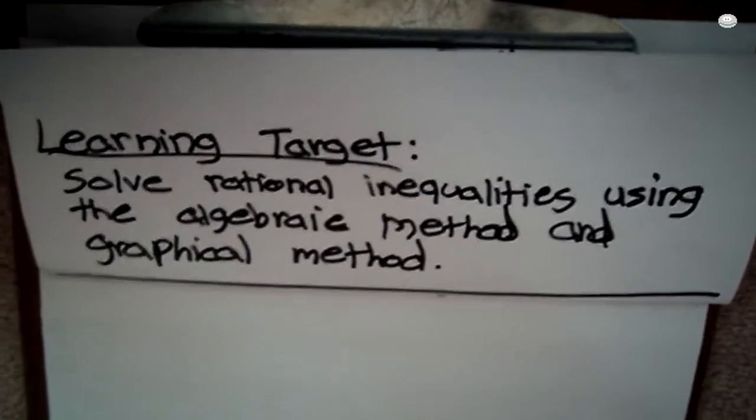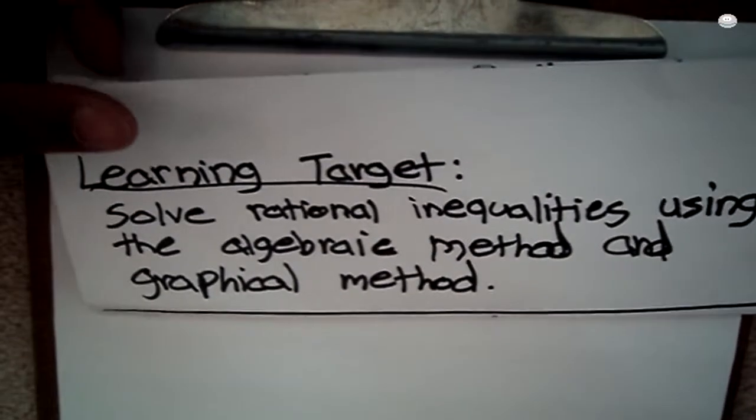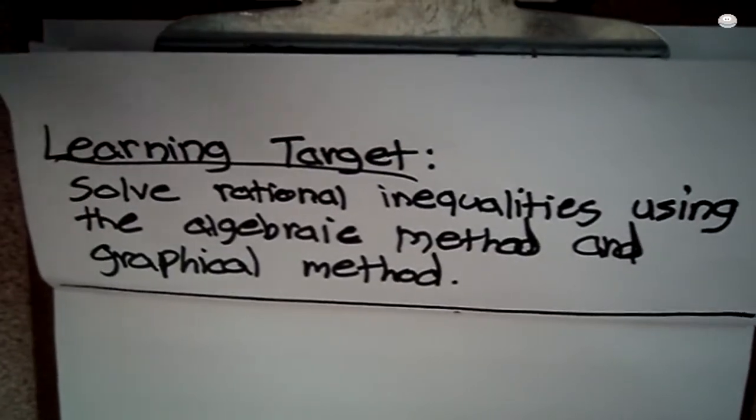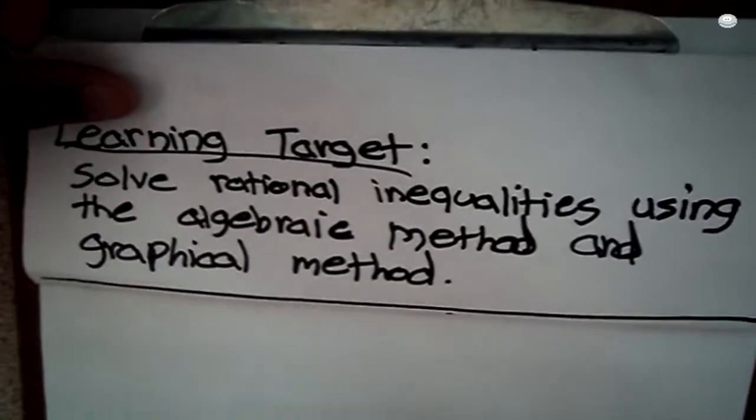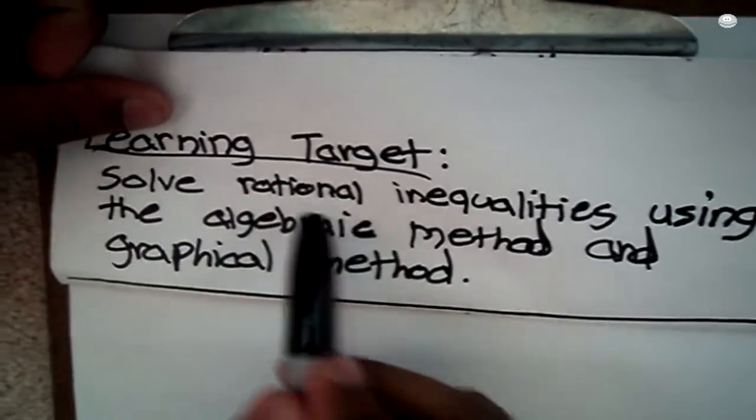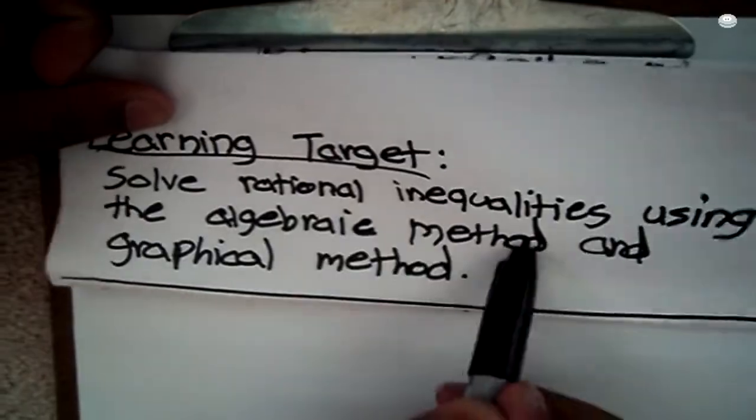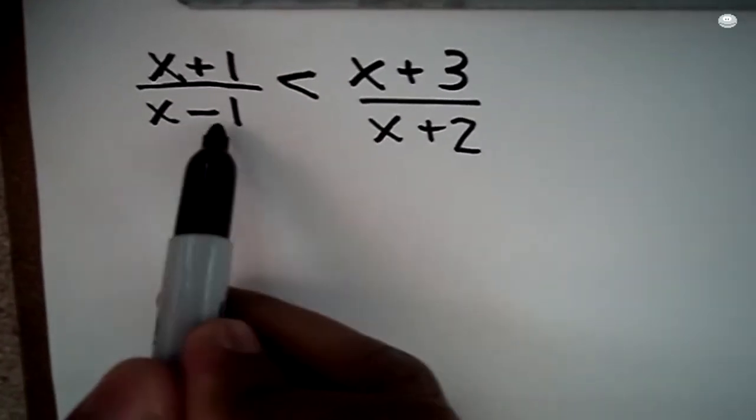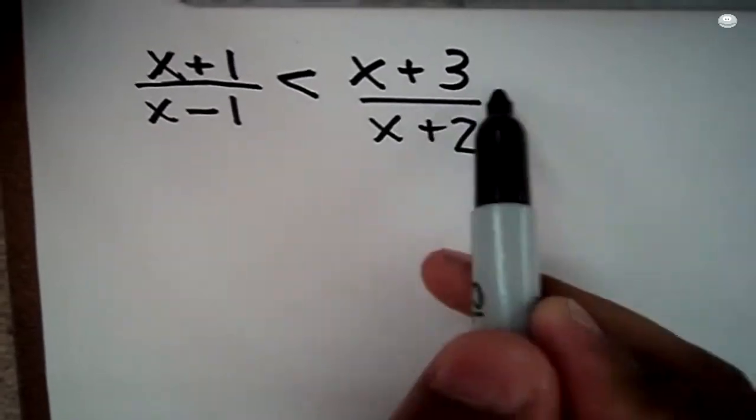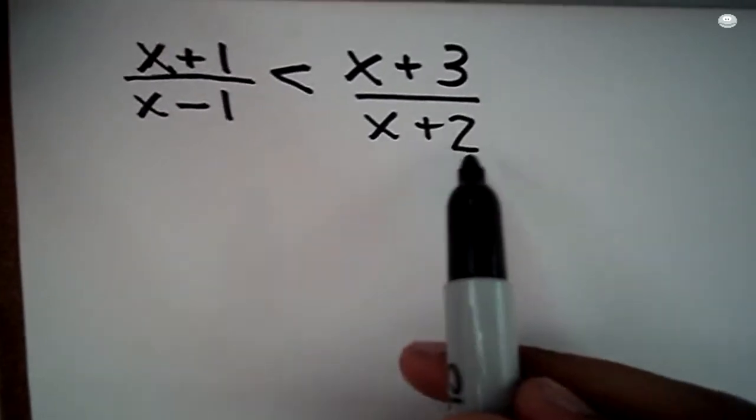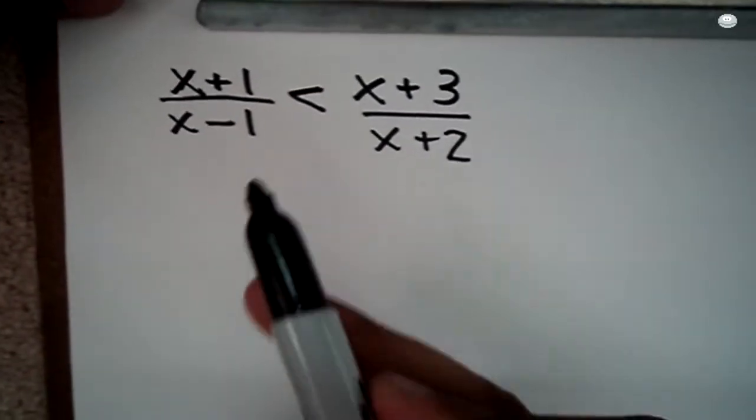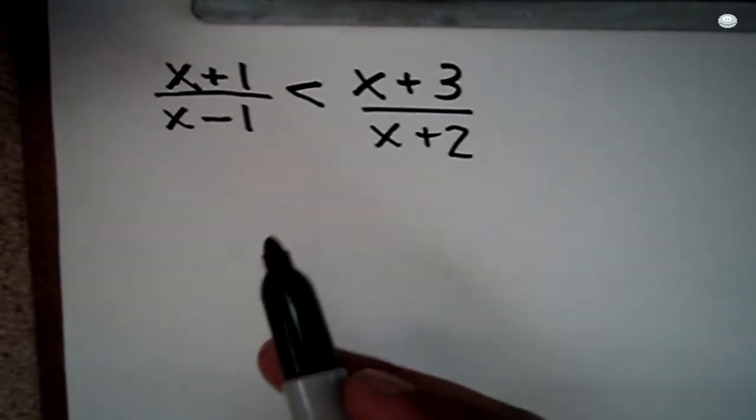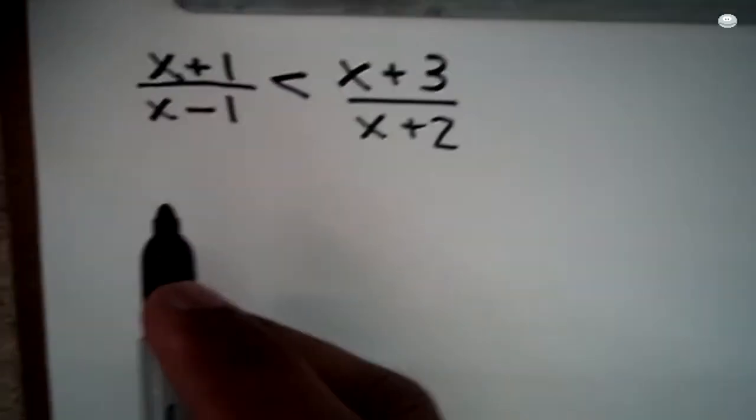How you doing? This is Vinujan Gnanasubramaniam coming at you with the learning target, which is to solve rational inequalities using the algebraic method and the graphical method. (x + 1)/(x - 1) is less than (x + 3)/(x + 2). Multiply both sides by the LCM, the lowest common denominator. If you didn't know, you know.